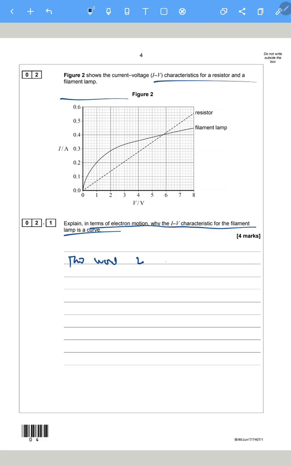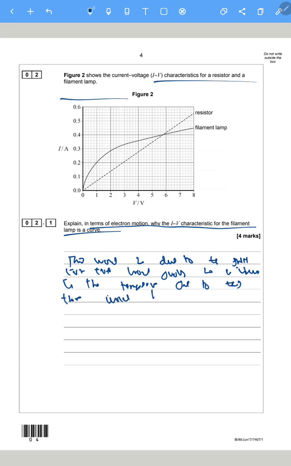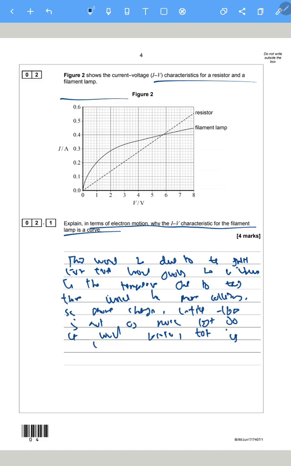This would be due to the fact that there would overall be an increase in the temperature. Due to this, there would be more collisions, so less charge flow, until there is not as much left, so it would plateau. That is why it would not be proportional. I have to actually rush, that's why the handwriting is a bit madness.